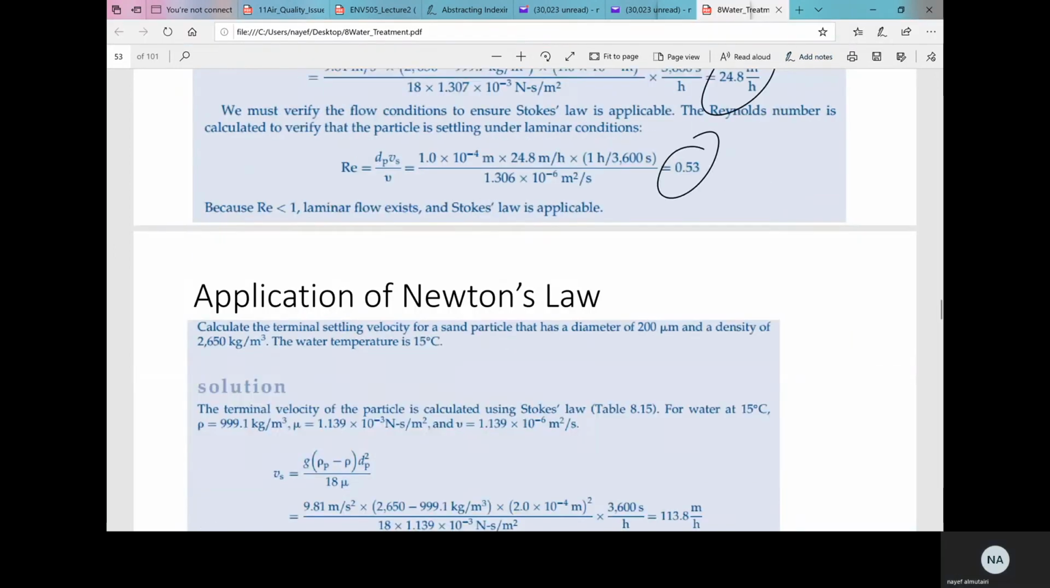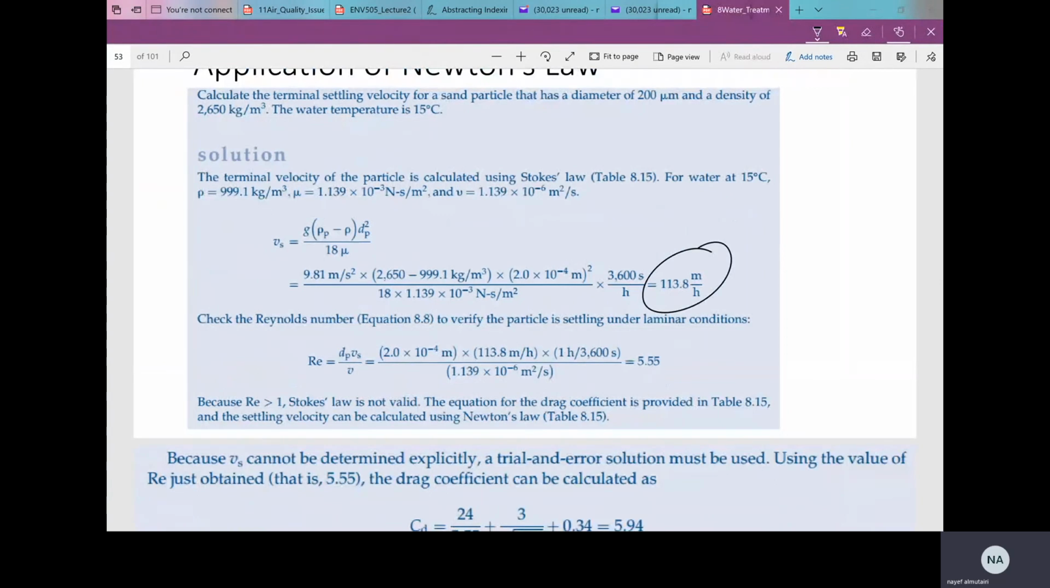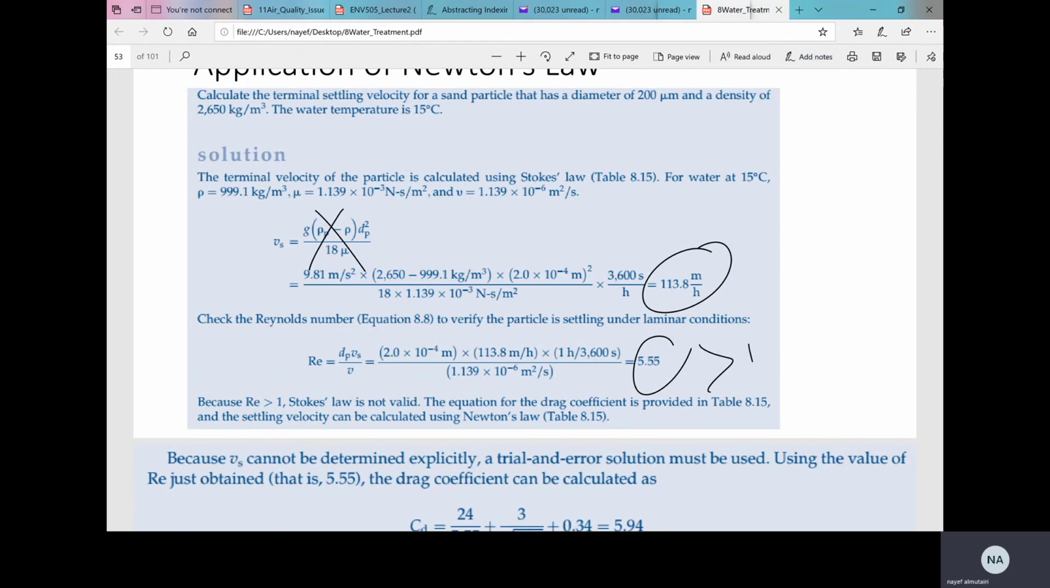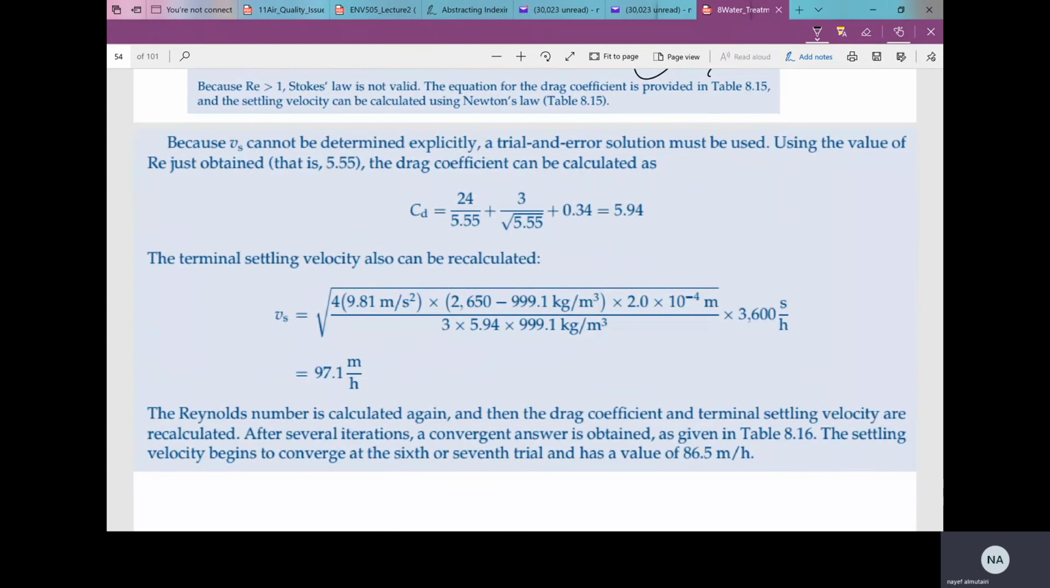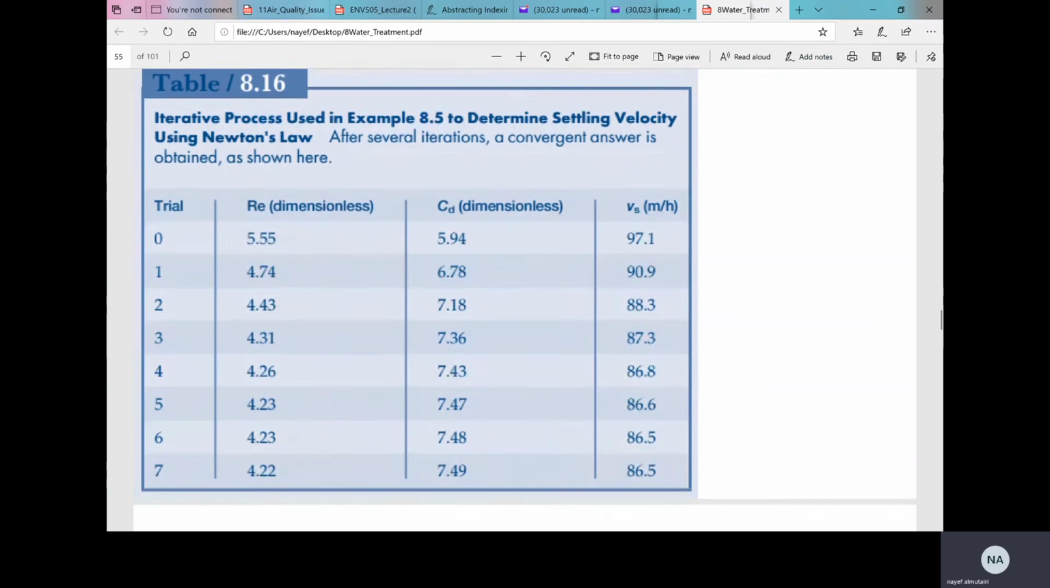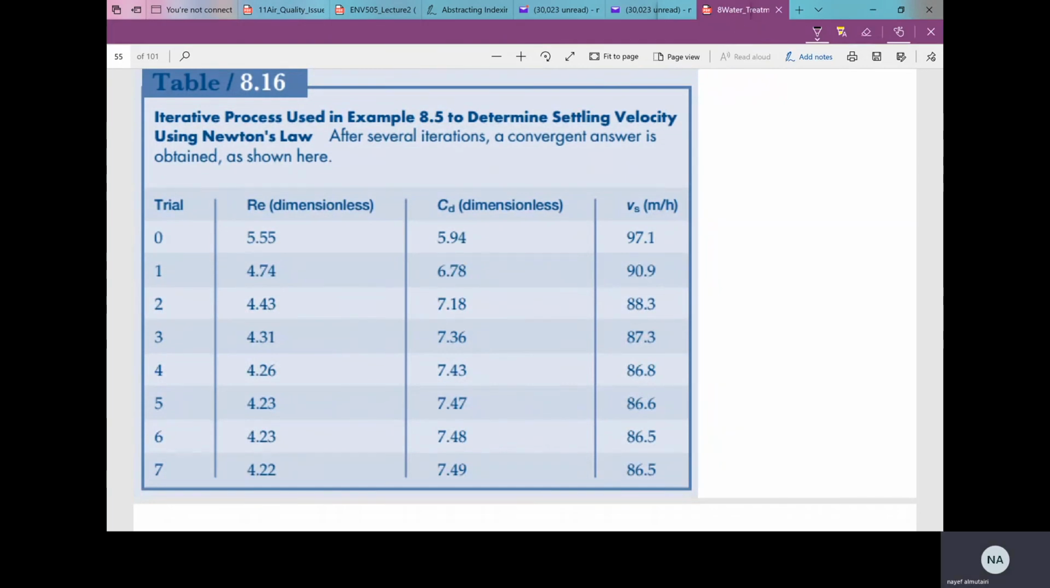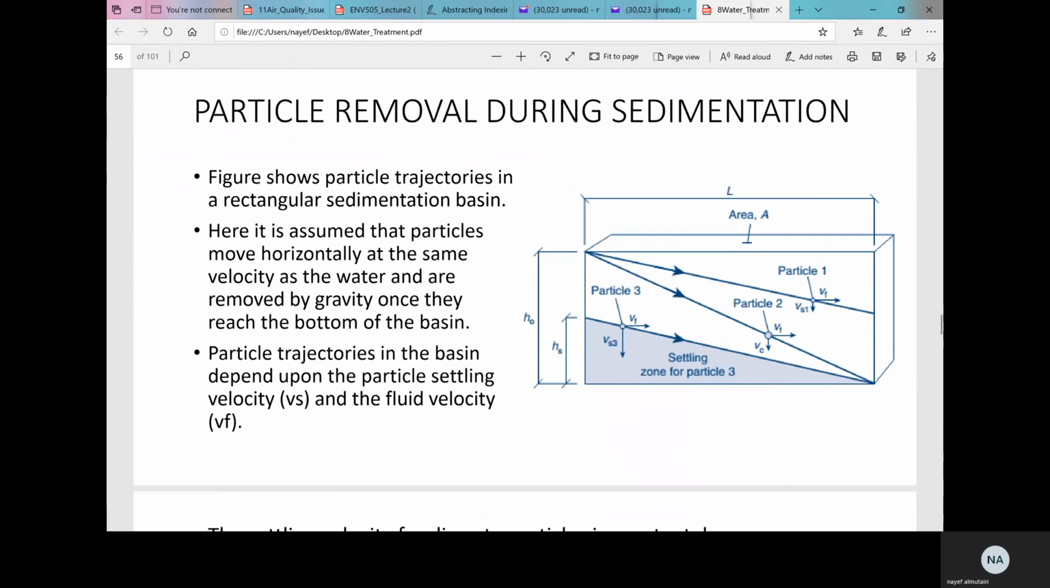While here, he found settling velocity, and then when he did Reynolds number, this is higher than 1. So which means that this is not applicable. Now we have to find the real settling velocity. So we go and apply Newton's law, CD, and settling velocity, 97.1. And then you go and initially it was 97.1, and you go and do the iteration until you get to the point where the numbers are the same. So this is going to be the actual settling velocity, 86.5 meter per hour.